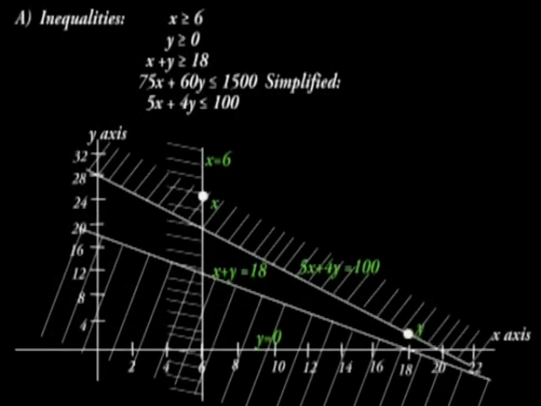In our solution, the inequalities are: X is greater or equal to 6, that is the number of books of type X. Y is greater or equal to 0, because Y cannot be negative. X plus Y is greater or equal to 18 because we are told he bought at least 18 books. 75X plus 60Y is less or equal to 1,500. This is because he cannot spend more than the amount of money he has. When represented on a graph, the graph appears as shown below.